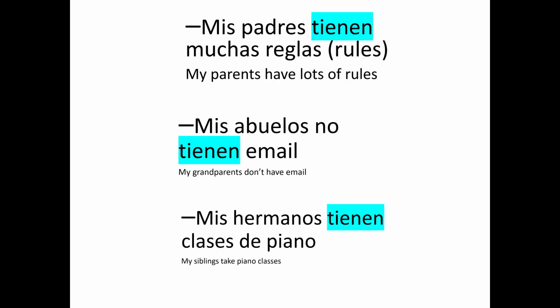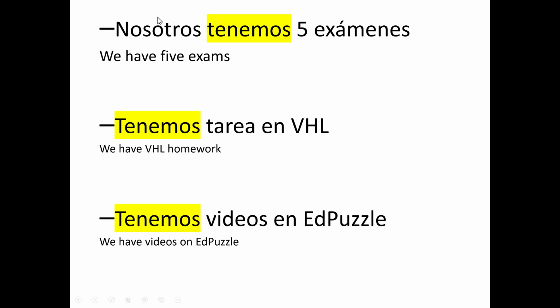Now, practicing the form for ellos is exactly like él, ella, usted, except that you're adding an N. Mis padres tienen muchas reglas. Mis abuelos no tienen email. Mis hermanos tienen clases de piano. Let's go with nosotros. Nosotros tenemos 5 exámenes. Tenemos tarea en VHL y tenemos videos en Edpuzzle.